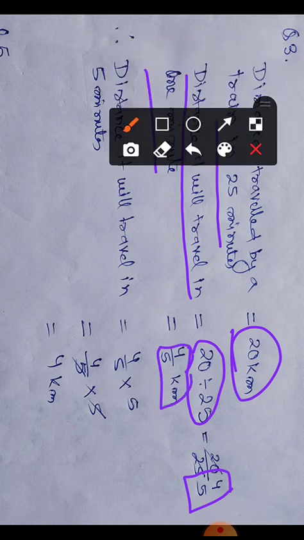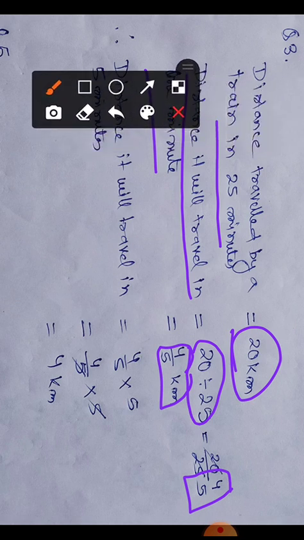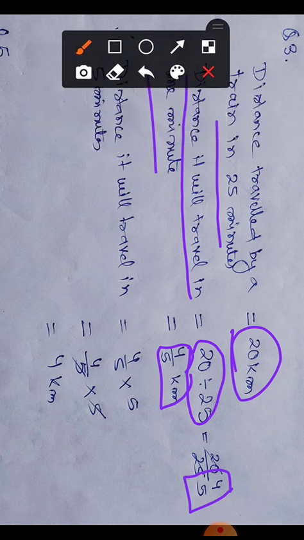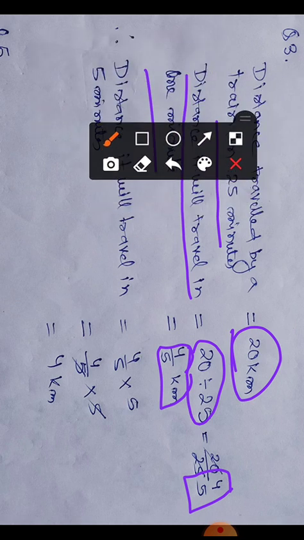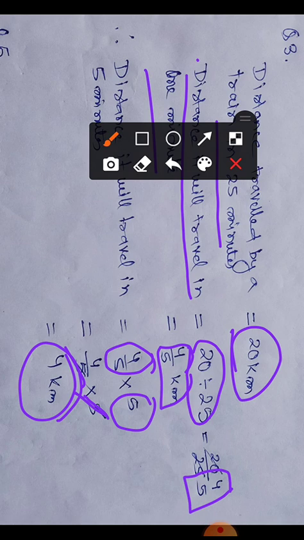Now we have to find out in 5 minutes. So what we will do, we'll write distance it will travel in 5 minutes. It will be how much? 4 by 5 multiplied by 5. So you see 5 and 5 can be reduced. 5 ones are 5 and 5 ones are 5. So what is left is 4 kilometers. This is how we'll get the answer for question 3.